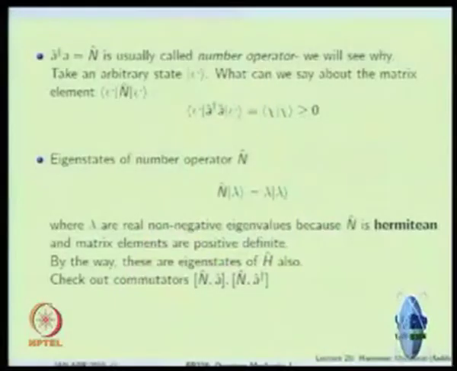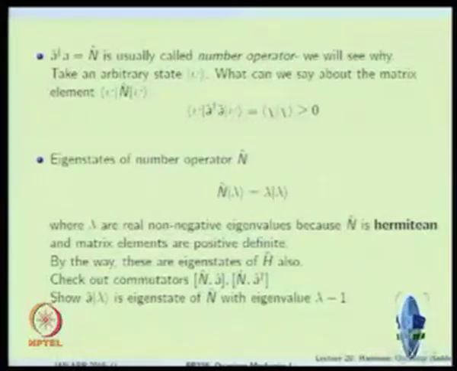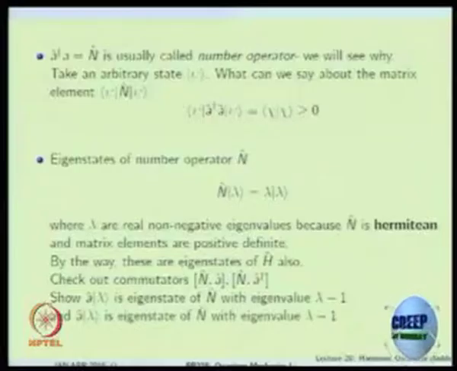Okay. So just check out these commutators which we have already done now. And then using that commutator you can show A on lambda is an eigenstate of the number operator with eigenvalue lambda minus 1. Everybody is with me? And sorry, this has to be A dagger. A dagger on lambda is an eigenstate of again the number operator with eigenvalue lambda plus 1.